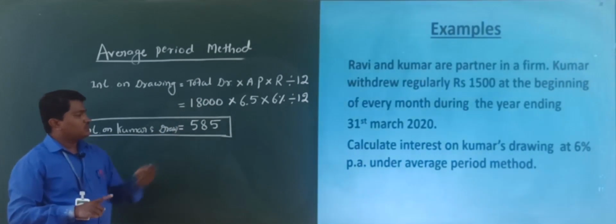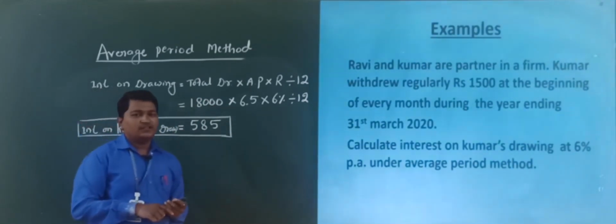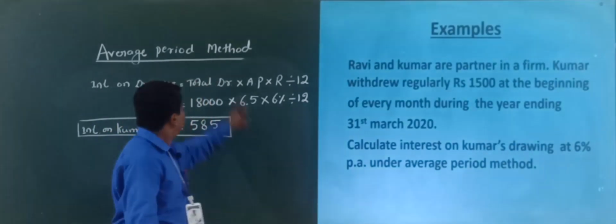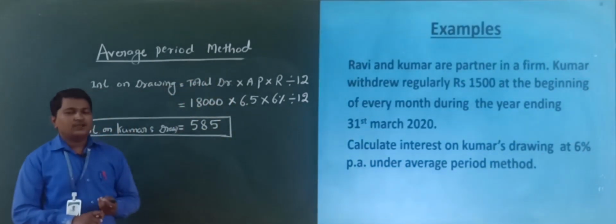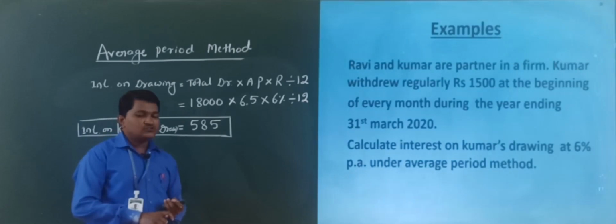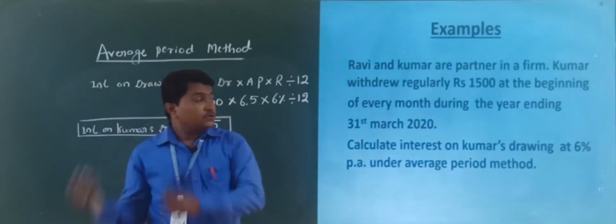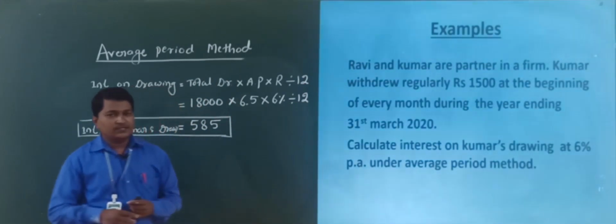After simplifying this one, you get the answer 585. This is the interest on drawing, right? Under which method? Average period method, right? So see here, but one thing please concentrate here, all the problems are not calculated by using average period method.